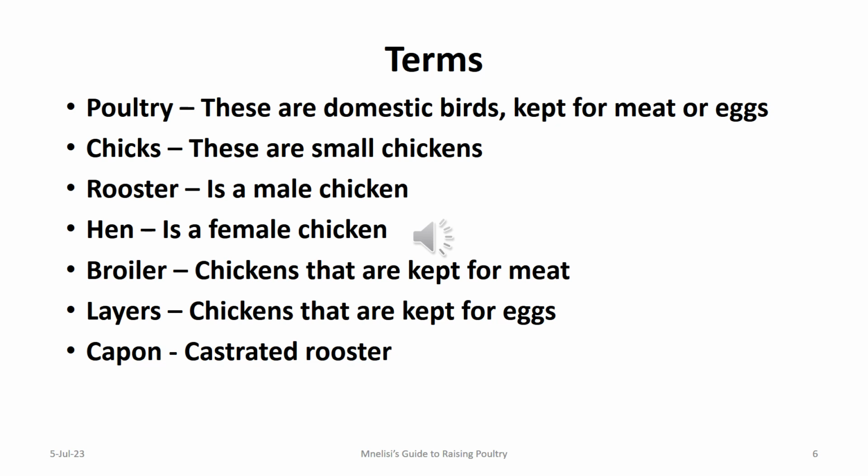These chickens are expected to grow bigger in a short period of time so that as farmers we can make money. Layers. These are chickens that are kept for eggs. We are expecting these chickens to lay a larger number of eggs. Capon. We are talking about a castrated rooster.